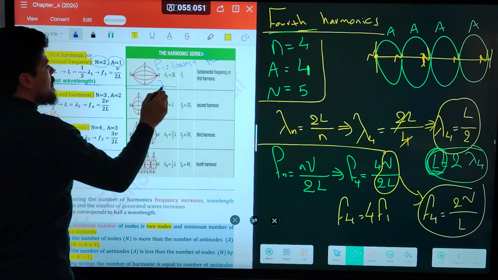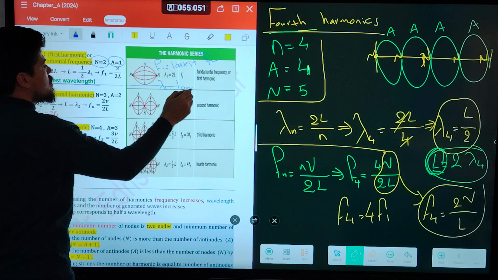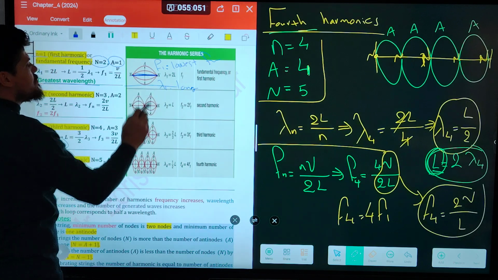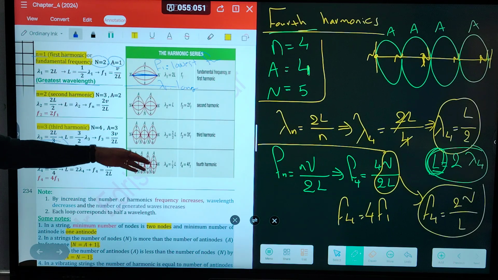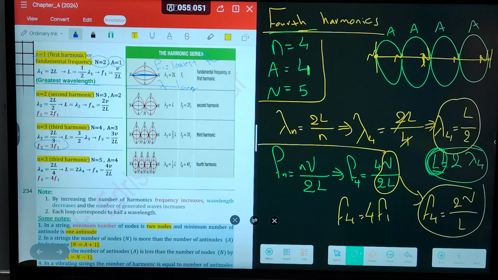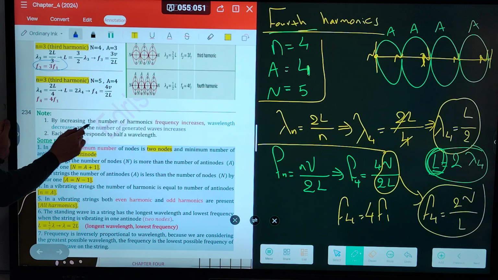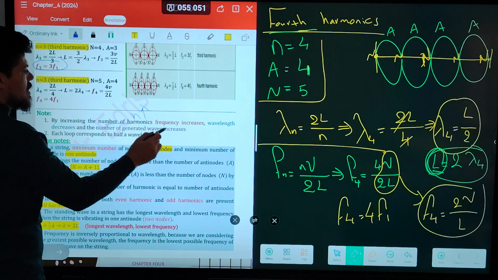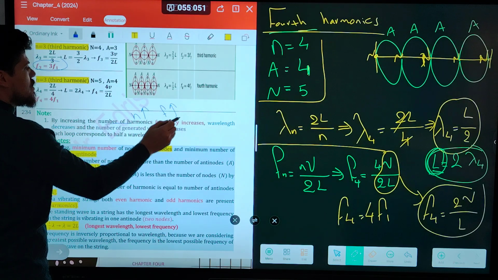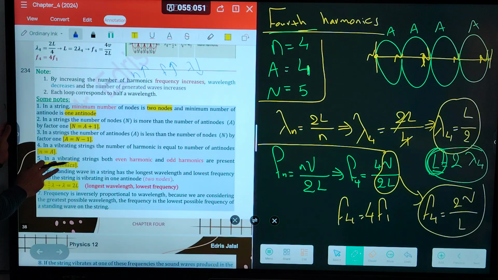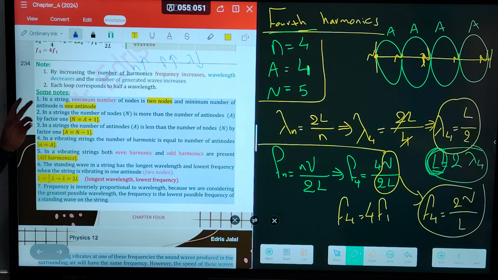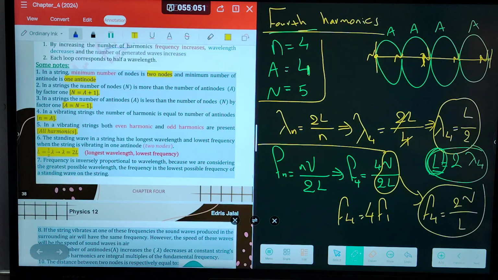So what about lambda 1? Can we say this is the longest wavelength? Yes. This wavelength is the biggest. As the number of harmonics increases, wavelength decreases. By increasing the number of harmonics, frequency also increases, but wavelength gets lower. The number of generated waves increases. Each loop corresponds to a half wavelength.